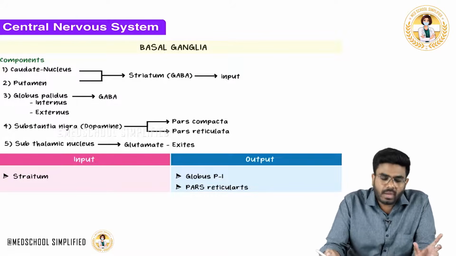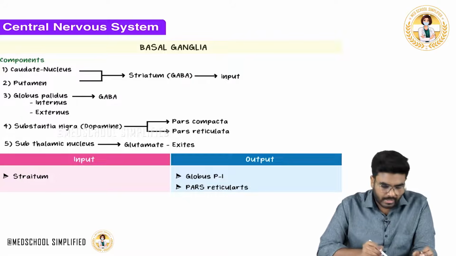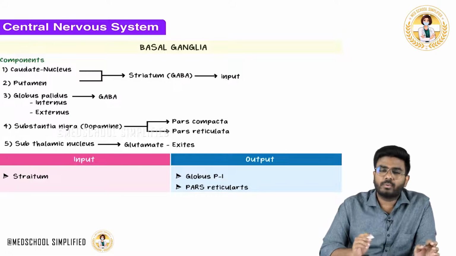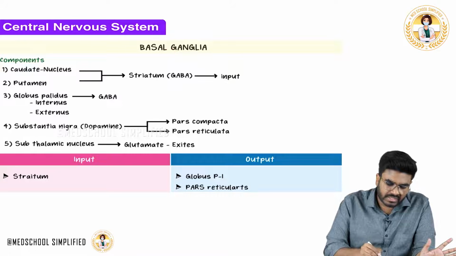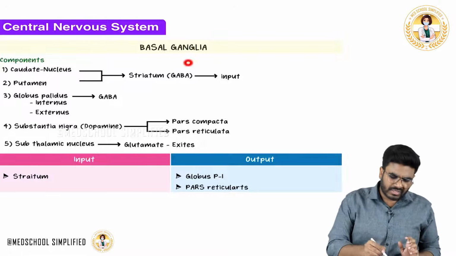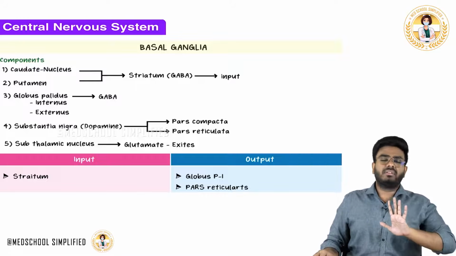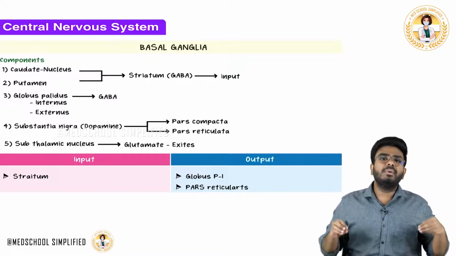Now what is this striatum doing? It produces a neurotransmitter called GABA. Most of the structures in the basal ganglia produce GABA only. Most of the time the basal ganglia is inhibitory in action. For example, if you ask me what is the function of the basal ganglia, it inhibits movement whenever movements are not needed. It inhibits the involuntary movements.